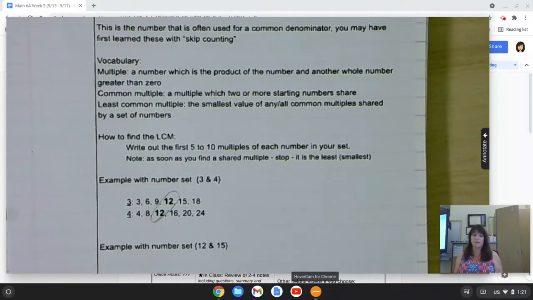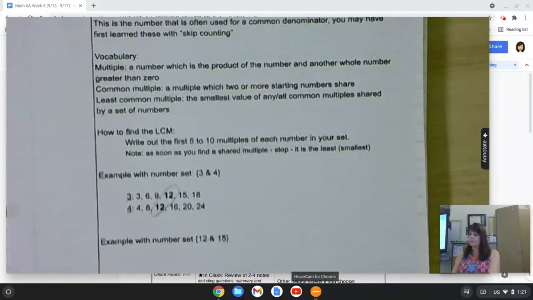There are other ways. The book gives another method, and it's not wrong, it's correct. But it can get complicated. People confuse it with greatest common factor. So this is just going to be much more straightforward.